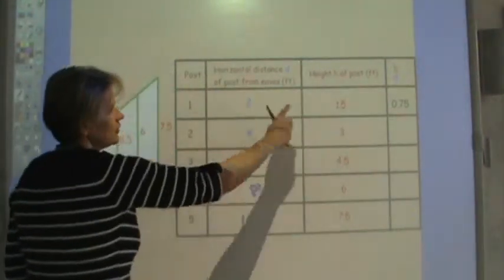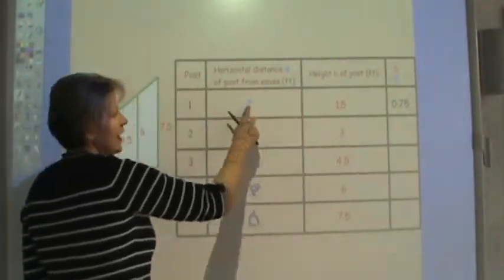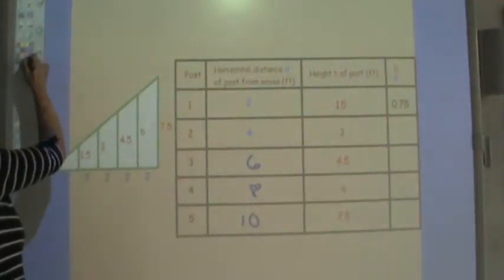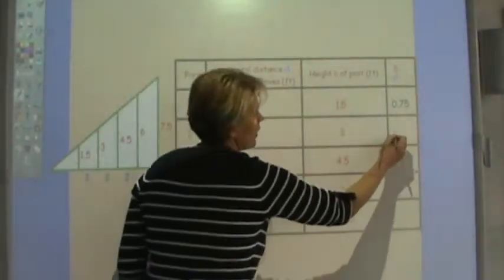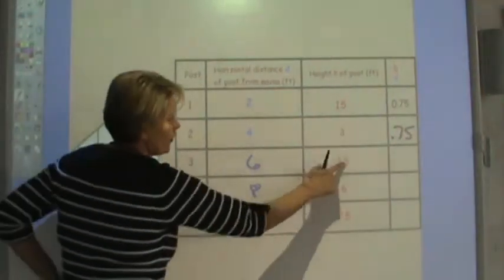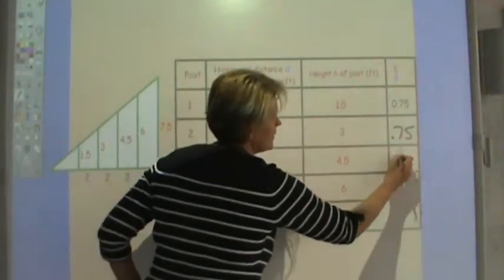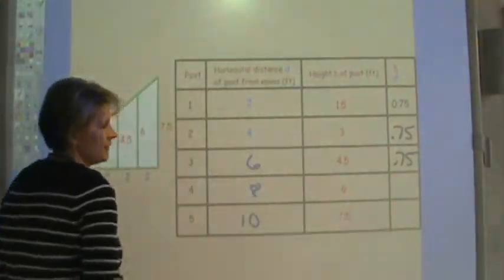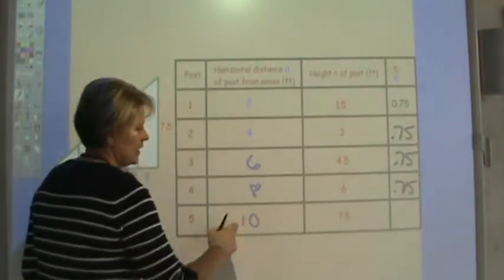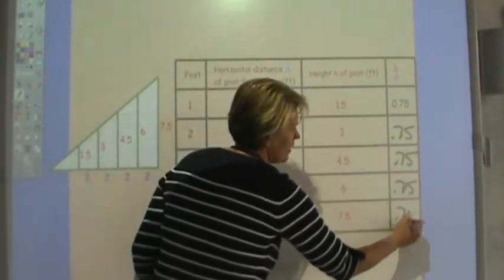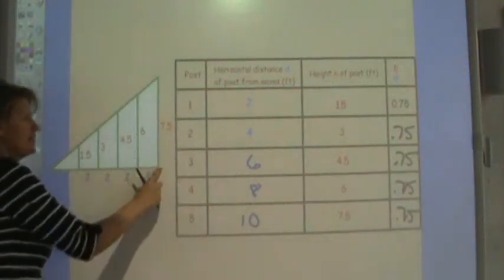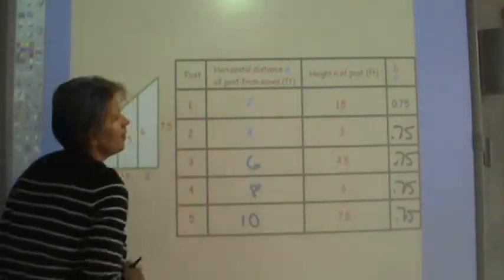So if I did h over d, in other words, if I take 1.5 divided by 2, I get 0.75. If I take 3 divided by 4, I get 0.75. If I take 4.5 divided by 6, I get 0.75. See the pattern? 6 divided by 8, and 7.5 divided by 10. So no matter what, my ratio is the same. My height to my distance is always 0.75.